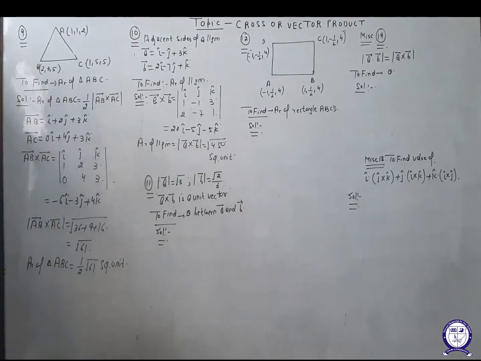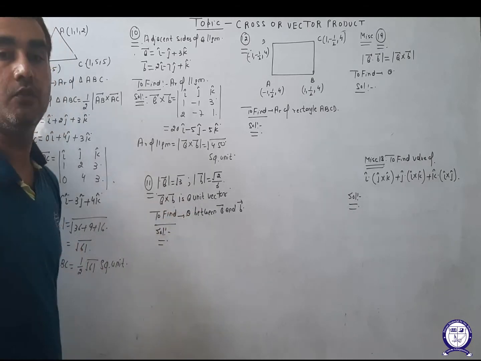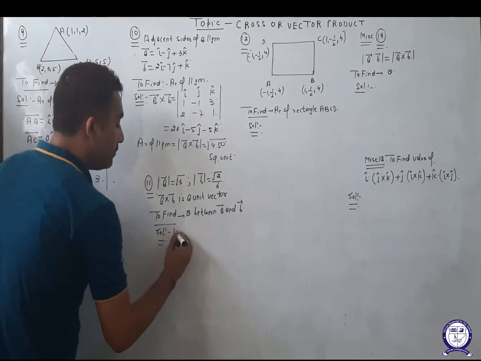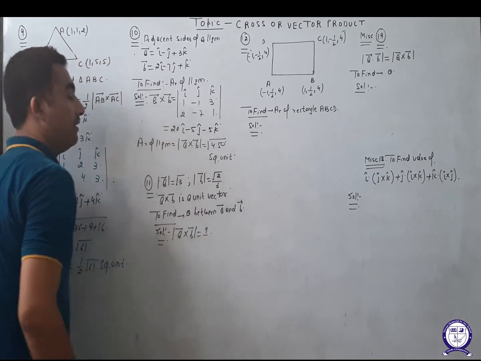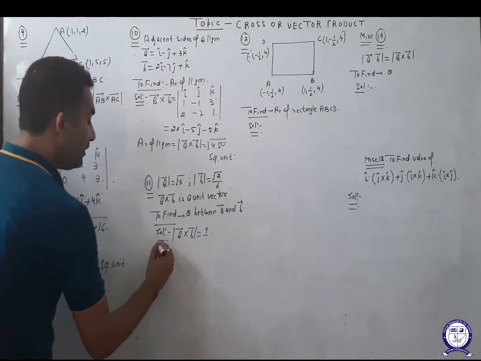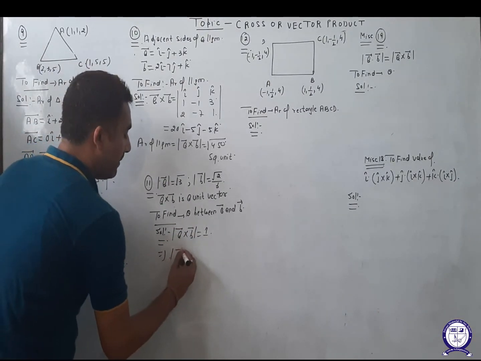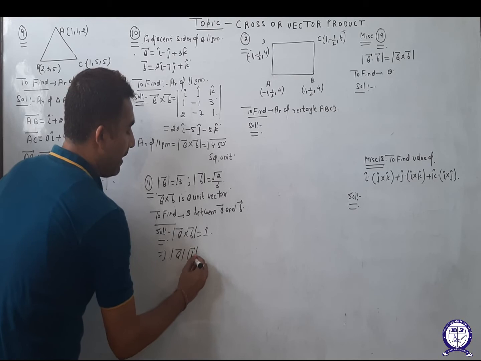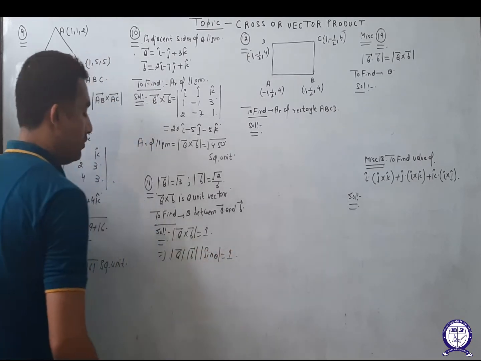Now question number 11 is there. We have A magnitude, we have B magnitude. A cross B is a unit vector. That means magnitude of the cross is equal to 1. Now we have to open it. A cross B, that means magnitude of A, magnitude of B, sin theta is equal to 1.